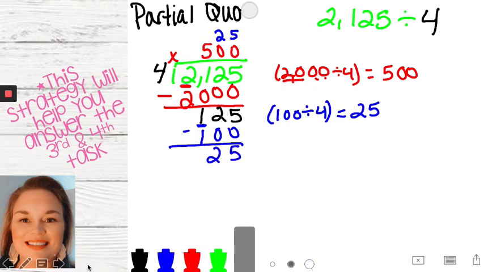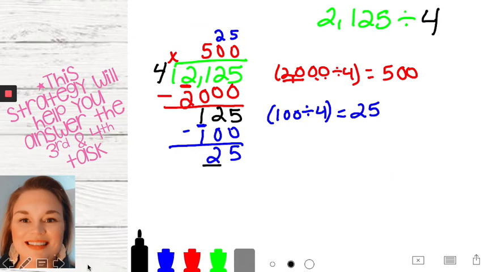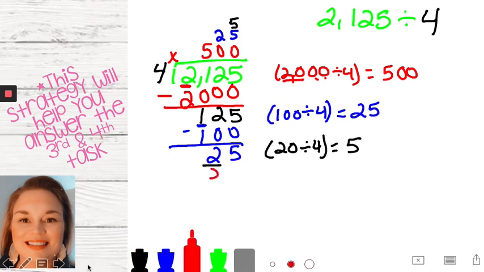And now some students will see the basic fact already, 25 divided by 4. However, we're going to continue the same method of looking at the place values the way we've been doing it so far. So I'll look at the 2. It has a value of 20 divided by 4. And I know 4 goes into 20 5 times equally. I'll add my 5 here above the dividend. 5 times 4 is 20. And when you subtract that, you have an answer of 5.